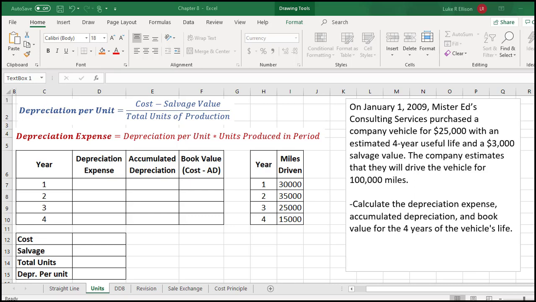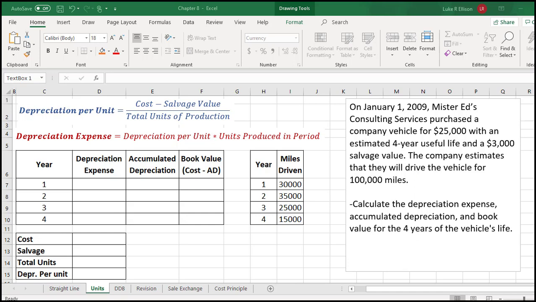Hello! Today we're going to be discussing the units of production depreciation method. The advantage of this method is that it records more depreciation expense in the years when the asset is used more frequently. So I have a couple of formulas here that we're going to be using as we complete this problem, but first let's read what's going on.